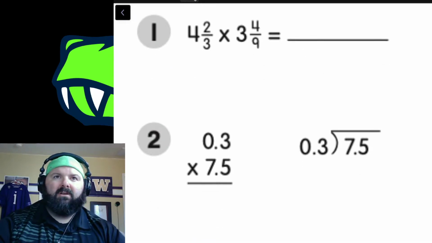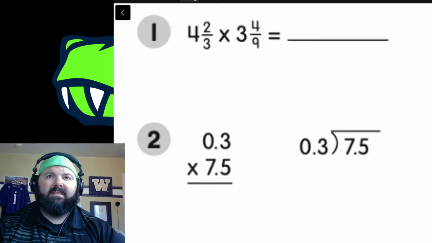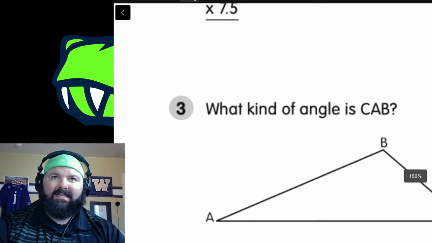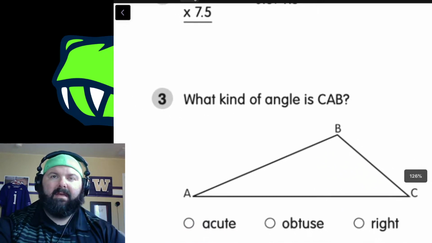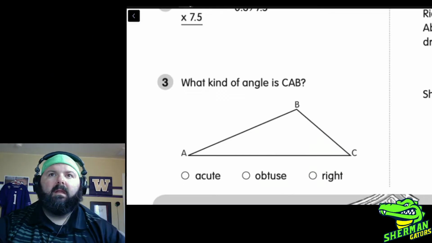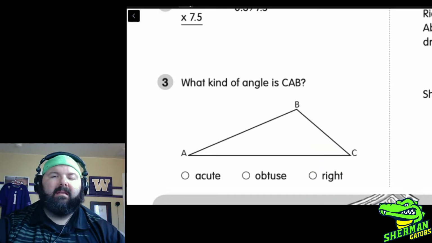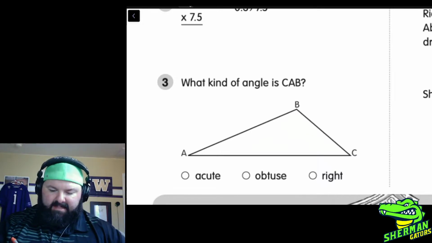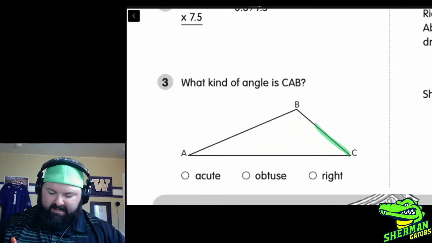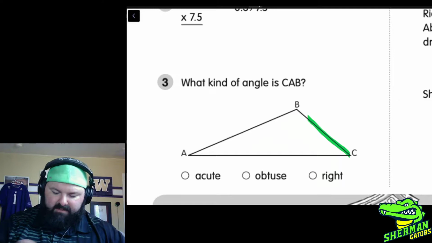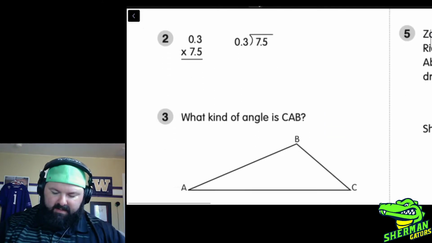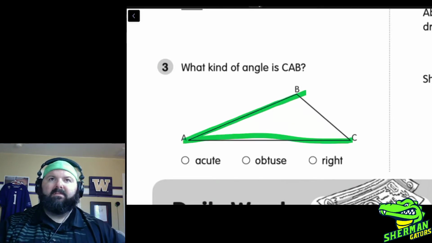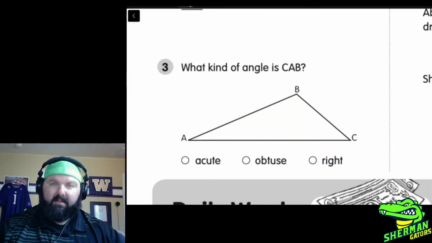Number 2, we are doing some more multiplication of decimals and then division of decimals. Number 3, what type of angle is angle CAB? Is angle CAB acute, obtuse, or right? Remember, if it's saying CAB, that's saying it's this angle here. Whoops, I was even going backwards. My apologies. There we go. It's angle CAB. So make sure you're looking at the proper angle on that one.